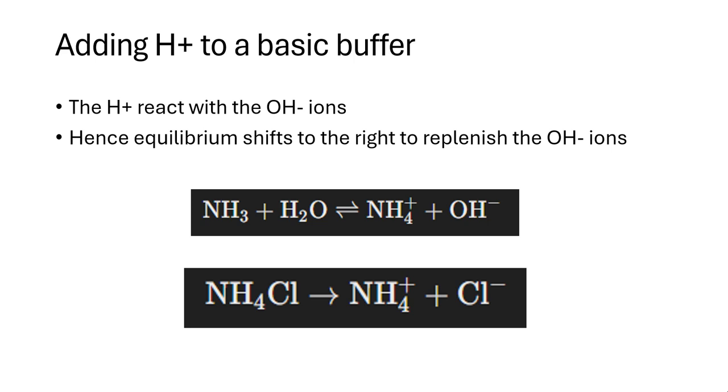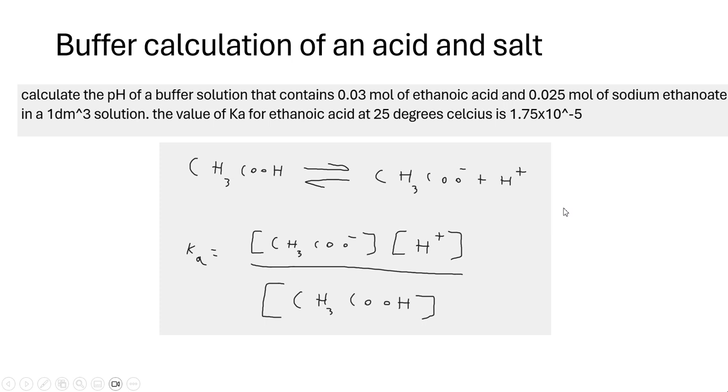You get it? And again, when you add H plus, it could react with the Cl minus. But what's that going to do? It's going to make HCl, and HCl is a strong acid, so it's going to readily dissociate back into H plus and Cl minus. So it's pointless. So that's how buffers work.